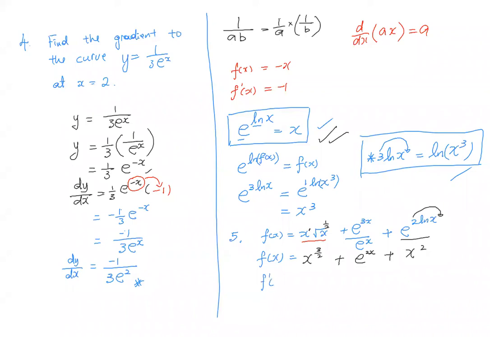So f prime x. Okay, so Xinyi done. Chokan, what is the derivative for this first term? 3 over 2 x power 1 over 2. Good. Power minus 1, correct? Good. Plus. Okay, Chokan done.